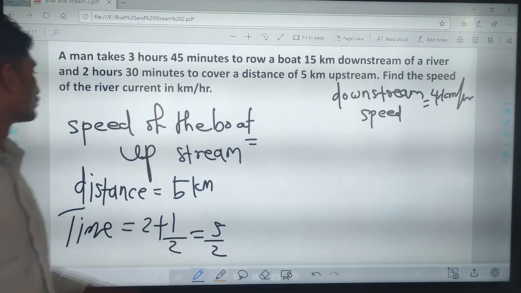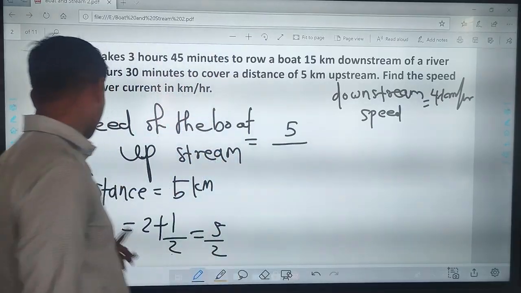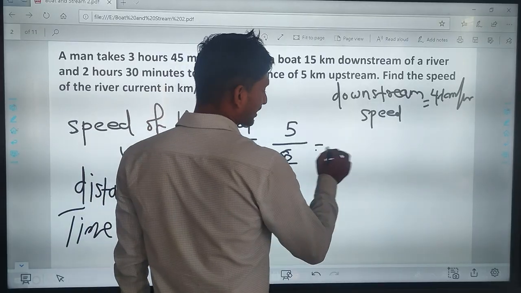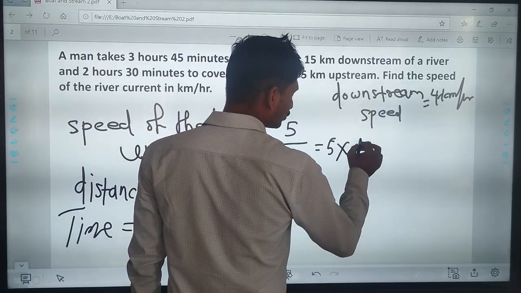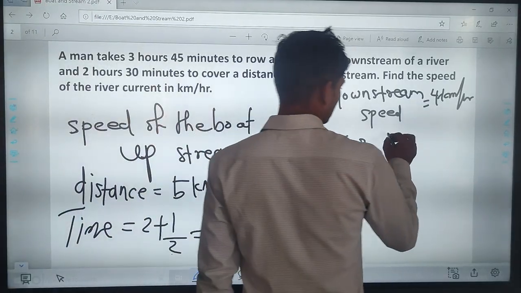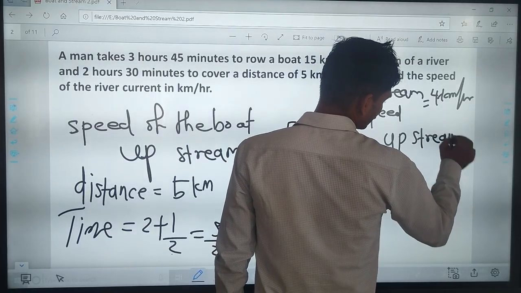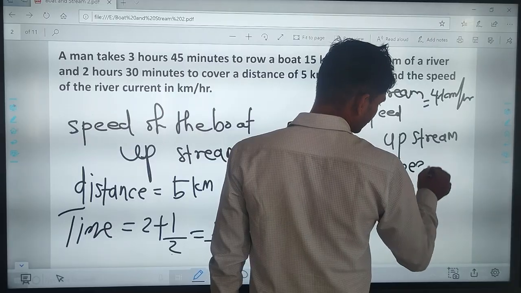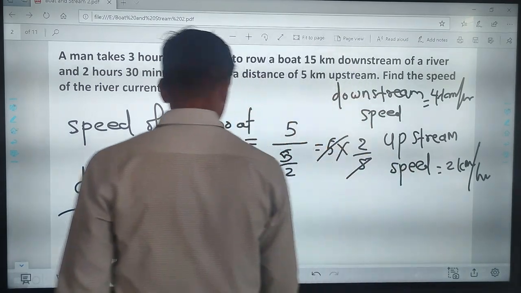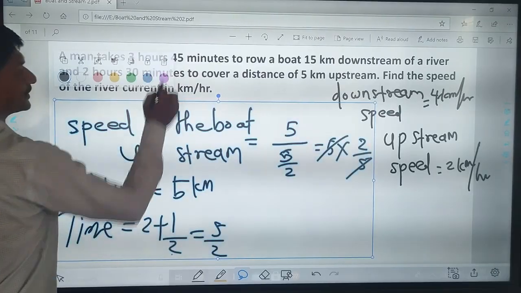Then upstream speed is total distance 5 divided by total time, which is 5 by 2. Here we write 5 into 2 by 5. 5 gets cancelled. Then the boat upstream speed is equal to 2 kilometer per hour.